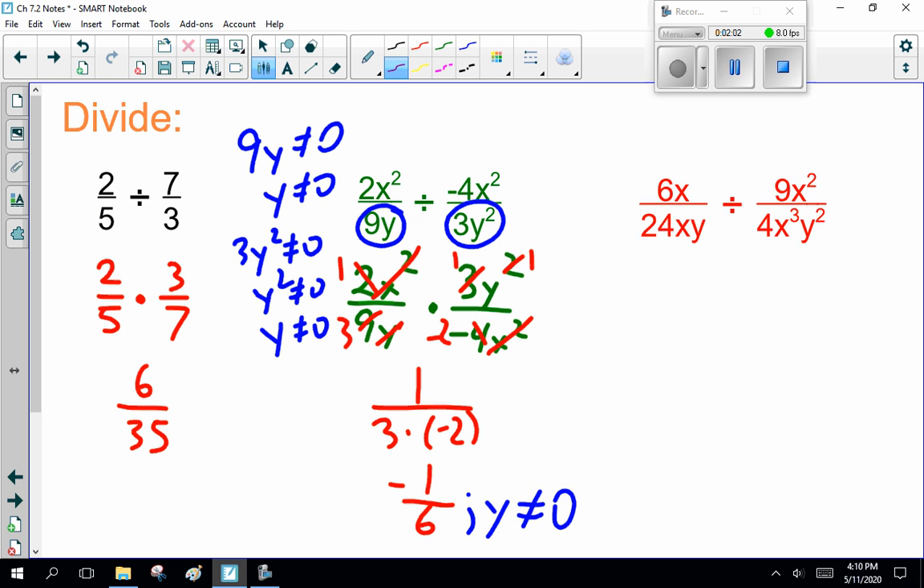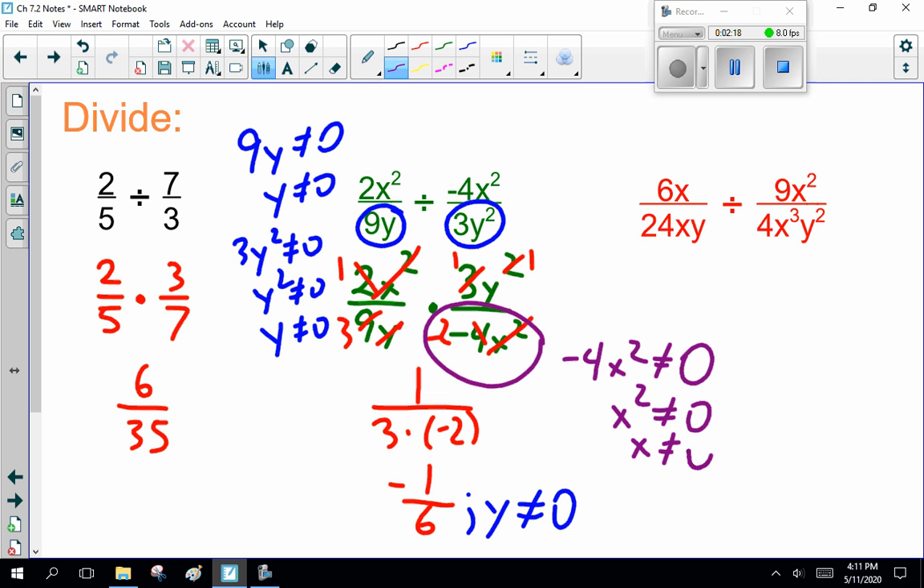Now, the evil part of this, look at all your denominators. When you flipped it, you had a minus 4x squared there as a denominator. So that cannot equal 0. So x squared cannot equal 0. Take the square root of both sides, x cannot equal 0. So that's what's sneaky about division. You end up with new denominators as you simplify. And as you simplify, you have to check. And yes, I will be a pooh head about that.